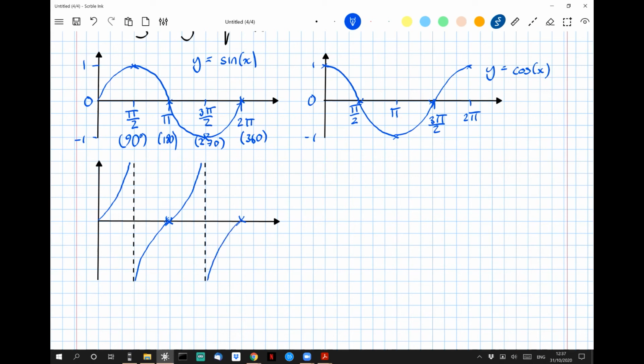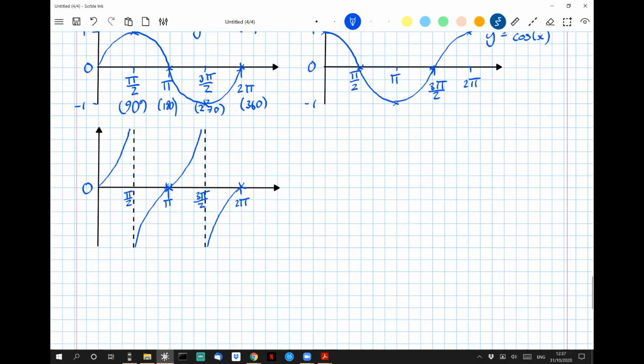So it should never touch the asymptote. It should always get forever closer to the asymptote. So 0, pi over 2, pi, 3 pi over 2, and 2 pi. Because those graphs there, you need to know them, and they are useful when solving trig equations.